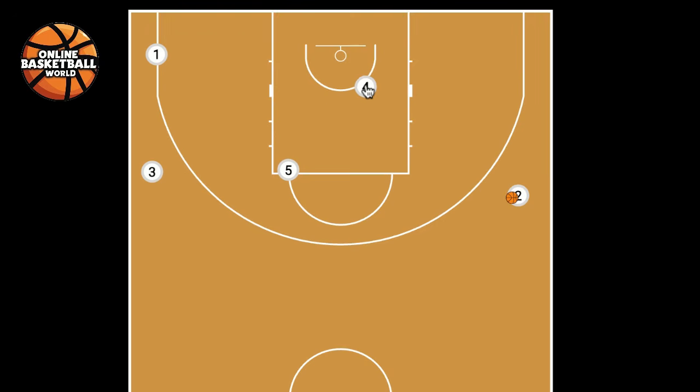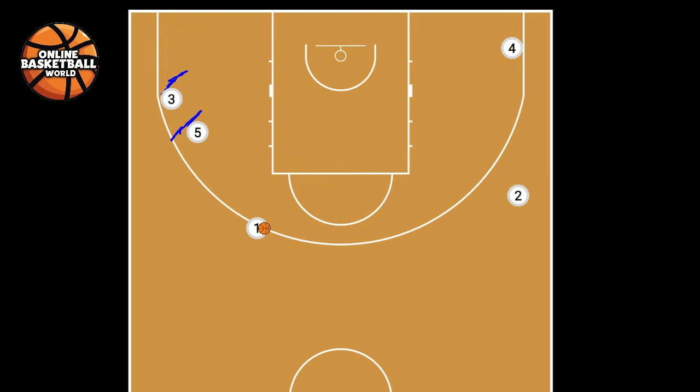What we'll then have is number four continue to fill the opposite side of the floor, and then we'll get some stagger screens being set right here for number one. Number one will curl. Number five will come in and set that second screen for number one, and number one will curl to the three-point line for an outside three-point shot.